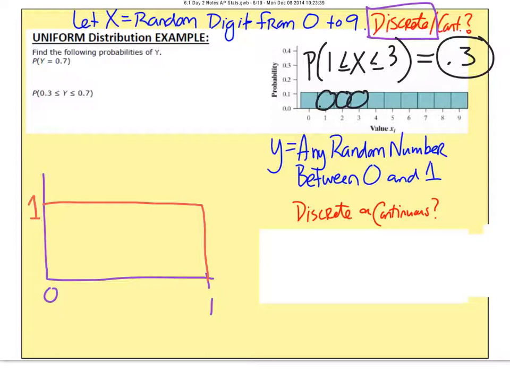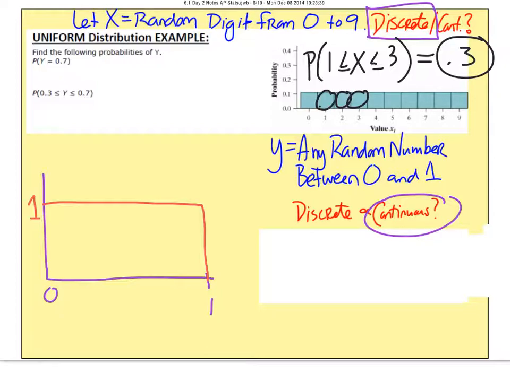Now, let's go ahead and look at these two questions here. Find the probability that y equals exactly 0.7. Well, 0.7 is probably going to be about right here. Now, if y equals exactly 0.7, that would be a point on there, not an interval. Here's the key thing to remember. On continuous distributions, like normal CDF, we never did normal PDF, which is a point.